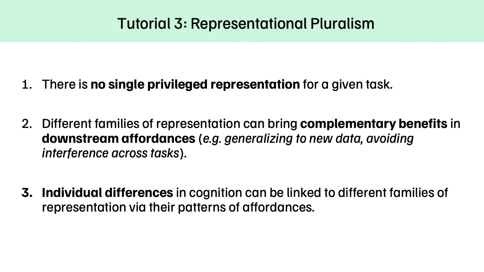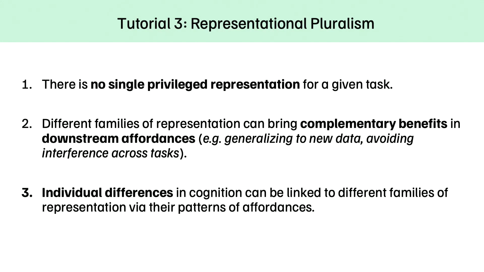And finally, individual differences in cognition can be linked to these different families of representations via patterns of affordances. And what this means is that rather than thinking of this as a bug, that there are many different representations, we can think of this as a feature whereby people might be showing identical performance on particular tasks, but if we dive deeper and start to measure downstream behaviors, we might see that they might be underpinned by different representations. So again, this idea of representational pluralism can be a really useful tool for thinking about how to measure individual differences in a more nuanced way.